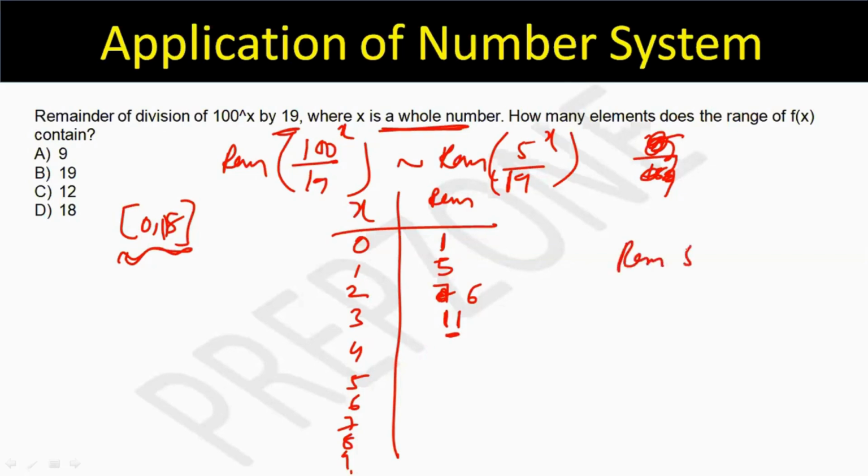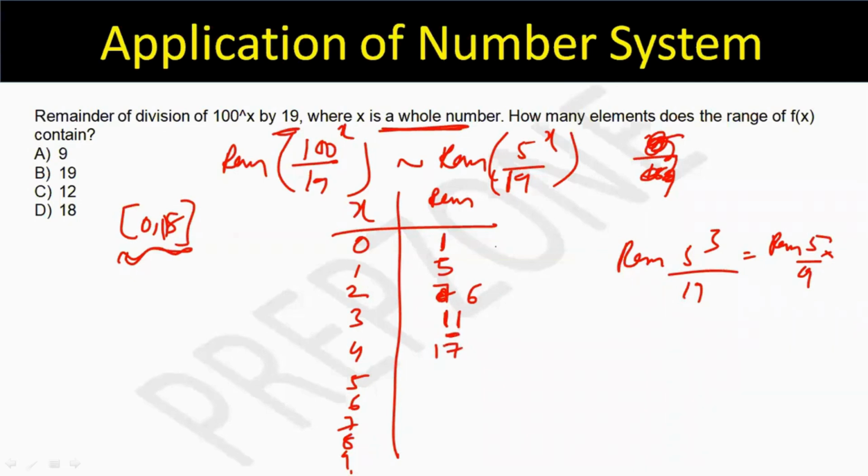See, remainder of 5 cube by 19 is nothing but remainder of 5 by 19 into remainder of 5 square by 19. You've already calculated 5 square is 6. So 6 into 5, 30. उसका 19 से remainder will be 11. Then again, 11 into 5 is 55. 55 का 19 से remainder. 19 3s are 57. So it is minus 2, which means it is 17.